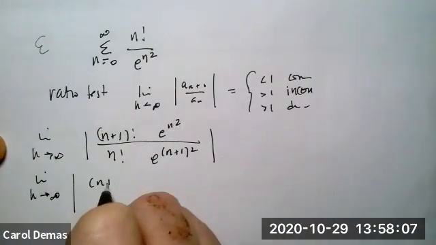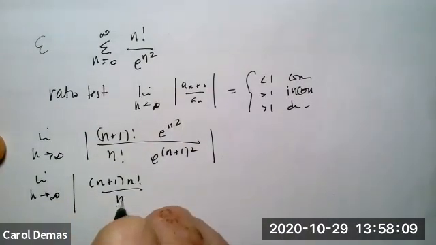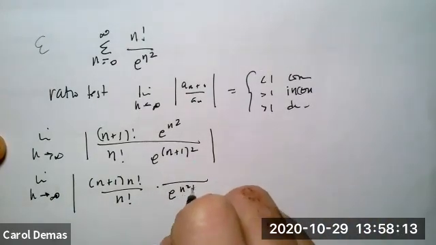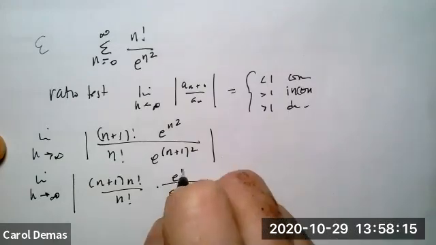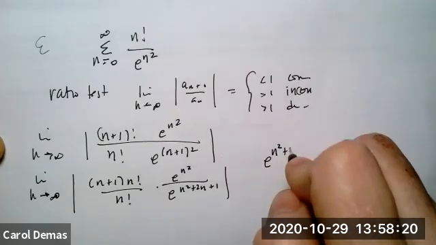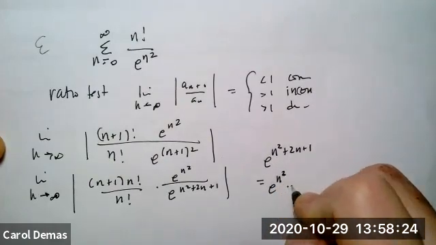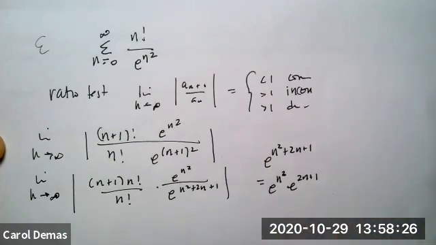So this is going to be n plus 1 times n factorial over n factorial. And this is going to be e to the n squared plus 2n plus 1 and e to the n squared. Okay. Now we have to note e to the n squared plus 2n plus 1. That's going to be e to the n squared times e to the 2n plus 1.